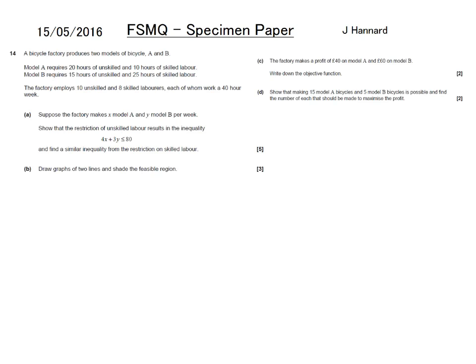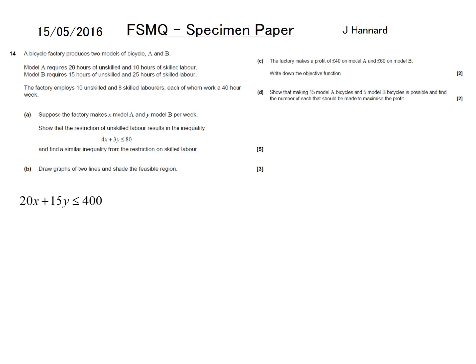Question 14 then. Our linear programming question. A bicycle factory produces 2 models of bicycle, A and B. Model A requires 20 hours of unskilled and 10 hours of skilled labour. Model B requires 15 hours of unskilled and 25 hours of skilled. The factory employs 10 unskilled and 8 skilled labourers, each of whom work a 40-hour week. Suppose the factory makes X models of A and Y models of B per week. Show that the restriction of unskilled labour results in the inequality 4x plus 3y is less than or equal to 80.